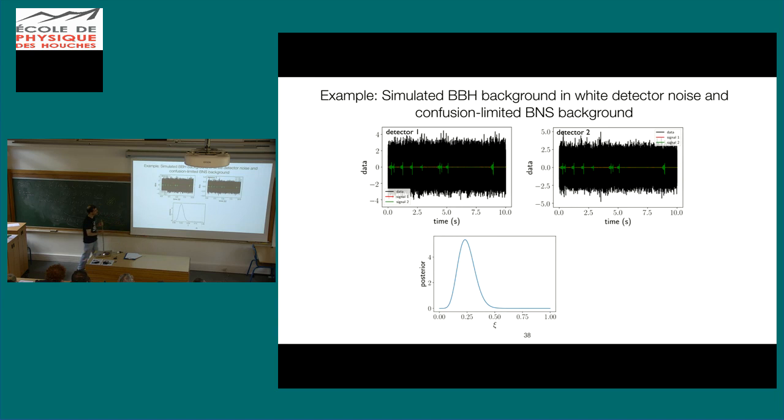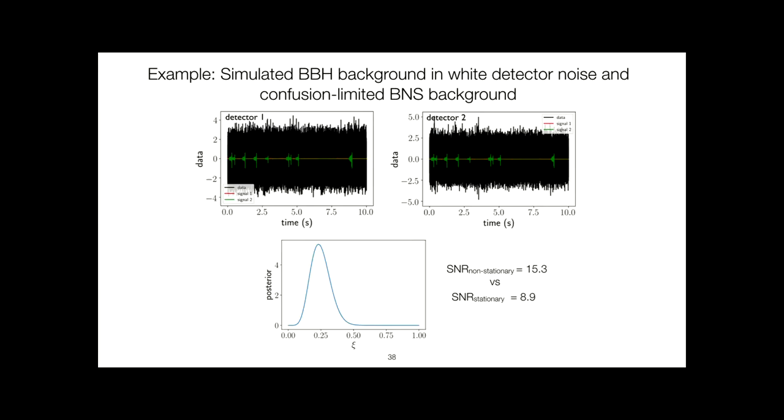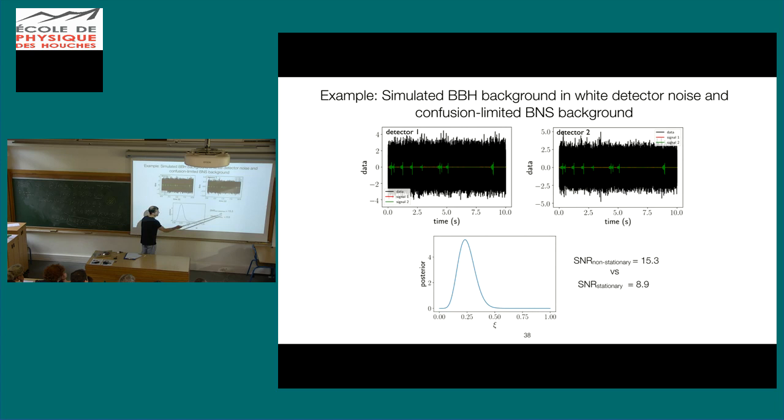And I've injected basically 10 signals in that 10 seconds worth of data. So 10 signals in 40 segments gives us this, okay? Now, if you do the calculation of the signal-to-noise ratio for this particular non-stationary analysis, you get something greater, 15.3, as opposed to what you would get if you just used the standard optimal filter analysis that assumes a Gaussian stationary signal.